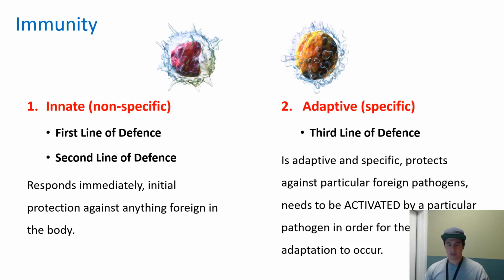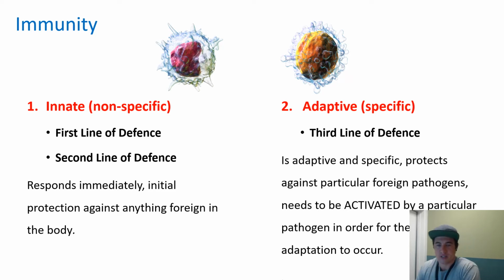Okay, so the first thing to understand is that we have two different systems that function together. The first one is our innate or non-specific immunity. It's our first line of defense. We also have our second line of defense, but it responds immediately. It's our initial protection against anything foreign in the body. And it's working all the time, constantly fighting off pathogens that we breathe in, that we eat, things that we touch in the outside environment. It's the reason why we can put our hand in the rubbish bin and not just be overrun with bacteria.